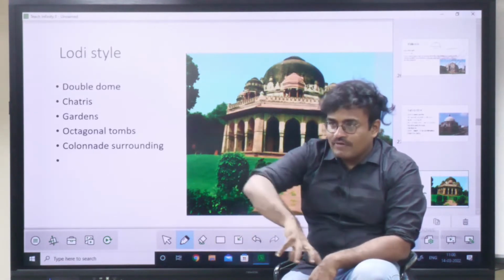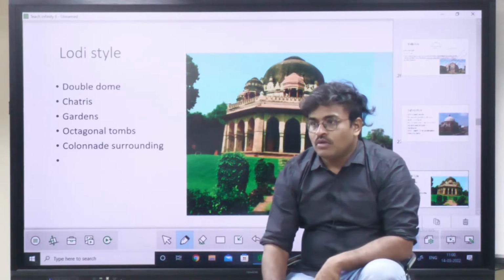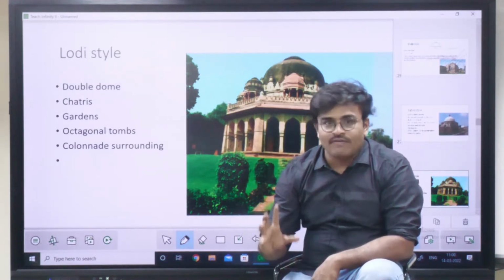The structure from outside, if you see, will look like a star. Remember the stellate plan of Hoysalas, Ramappa temple. So all of those things we have discussed thoroughly.